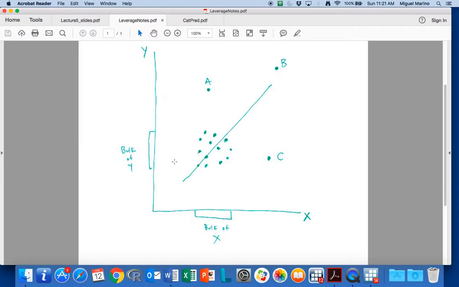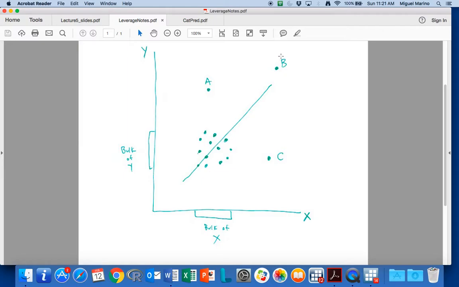So what we say is an outlier like A, that's within the bulk of y but outside the bulk of x, is not too problematic in terms of bias for the slope. The slope again is that number that tells you how changing x impacts y, right? So you're still getting a pretty close to unbiased estimator if you have an outlier like A in your data set.